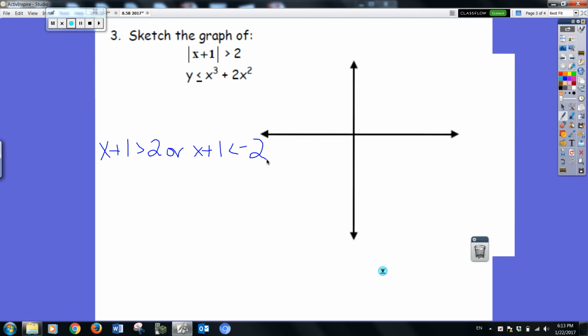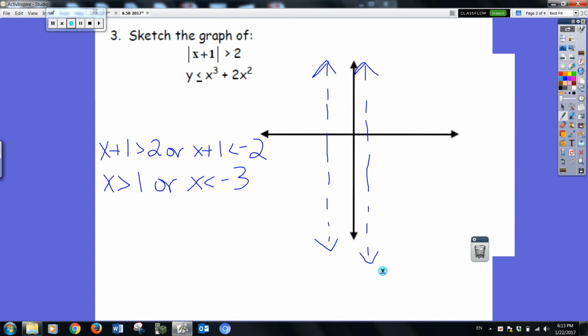We drop the absolute value symbol, flip the inequality symbol, and change the sign. So therefore we have x is greater than 1, or x is less than negative 3. And both those are going to be dashed lines. So we have a dashed line at negative 3, and less than, that's going to be to the left, and then greater than 1, that means we're going to shade that to the right.